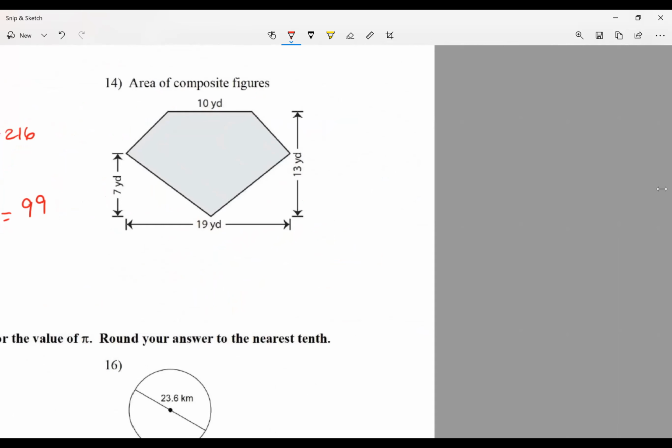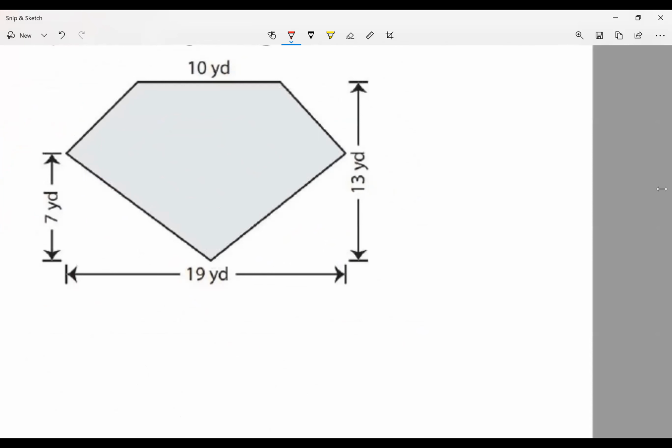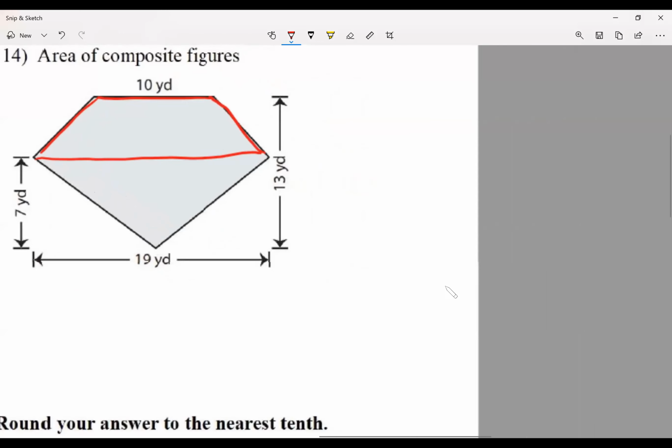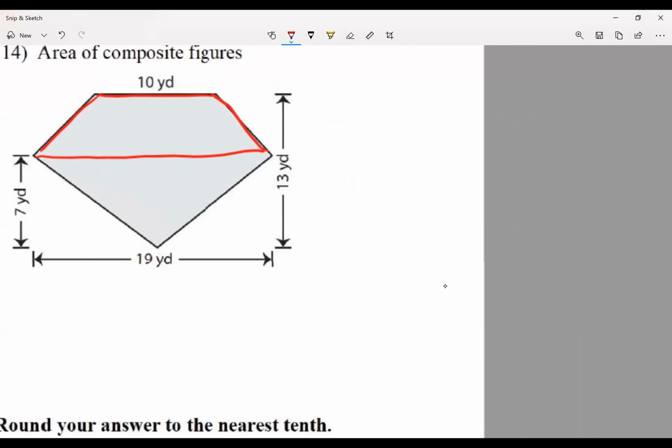That thing looks like a diamond, but I'm going to break it down into figures. The first thing I'm going to see, let me break it here, is a trapezoid. And I know yesterday we saw trapezoids. I add the two bases. One base is 10, and this bottom part is 19. So I'm going to add the bases. I remember for trapezoids, I have to go 29 because I added the bases, and I'm going to multiply times the height divided by 2.